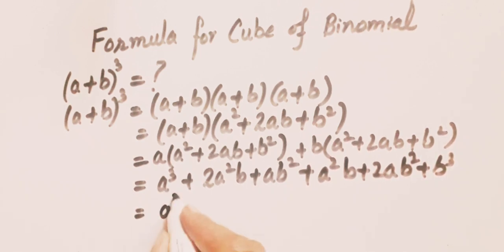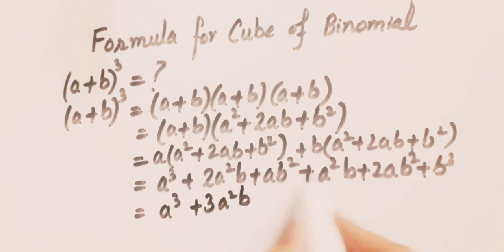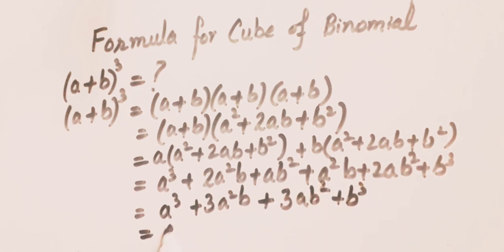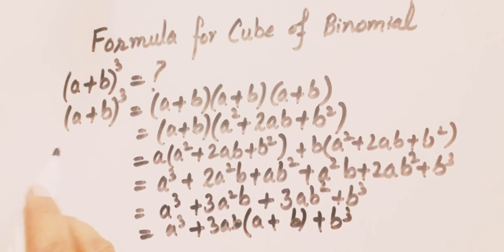Now a cube, 2a square b plus a square b, both terms are the same. So 2 plus 1 will become 3a square b, and ab square plus 2ab square, both terms are the same, so it becomes 3ab square, plus b cube. Now in these two terms we will take 3ab as common. Remaining is (a plus b) cube. So this is the required formula of (a plus b) whole cube.